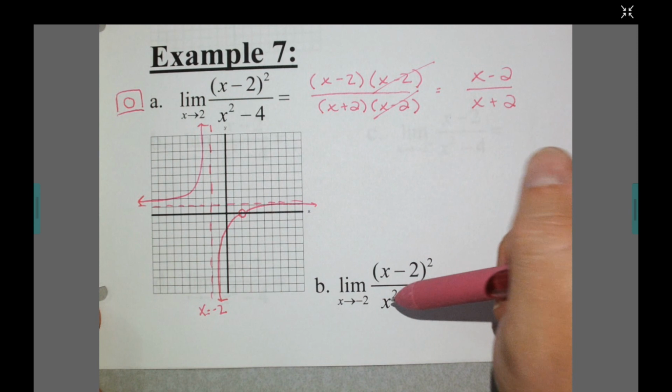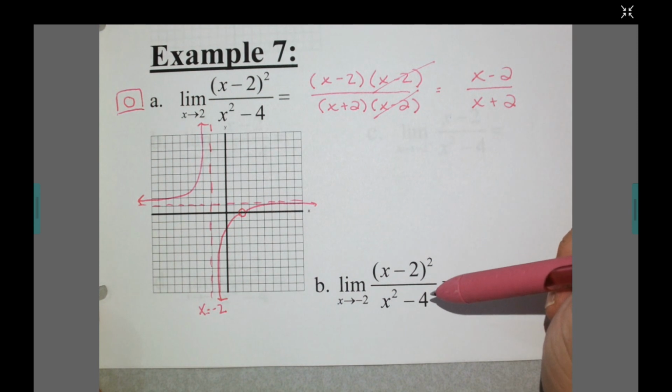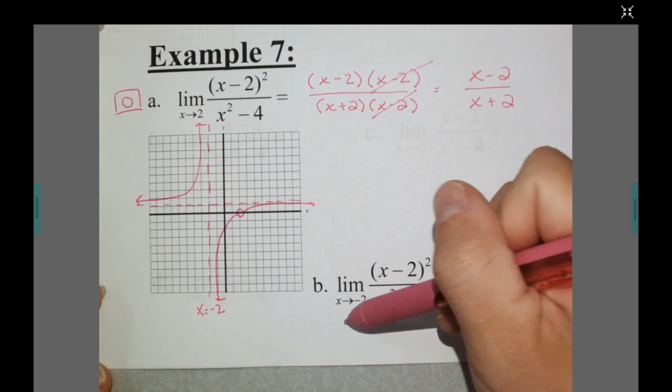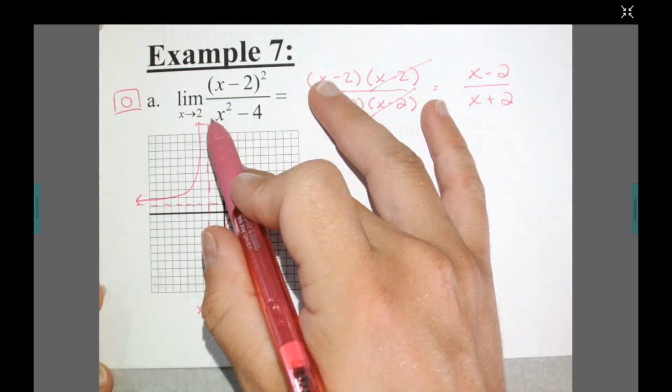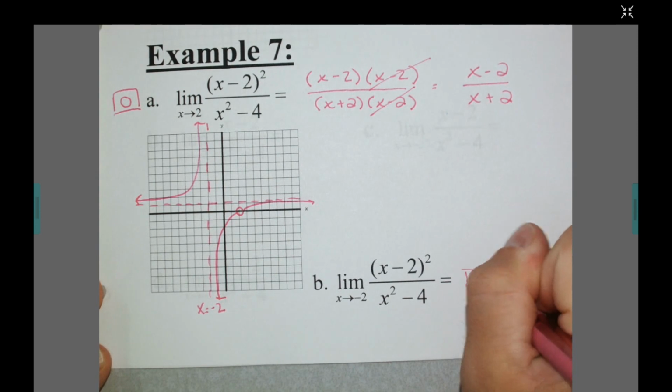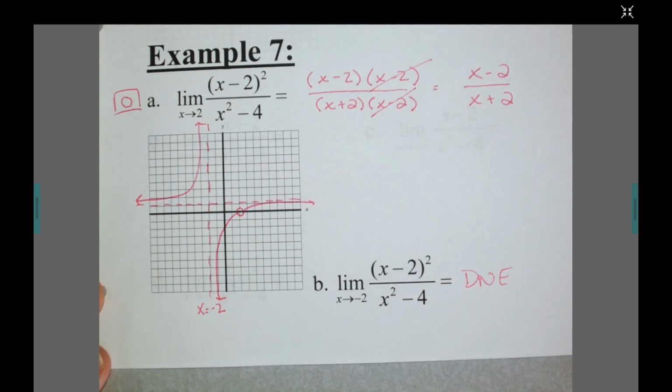For B, we absolutely needed the graph. Well, technically we didn't, but it is helpful. As x goes to negative 2, from the left it's positive infinity, from the right negative infinity. They don't match up. The limit does not exist.